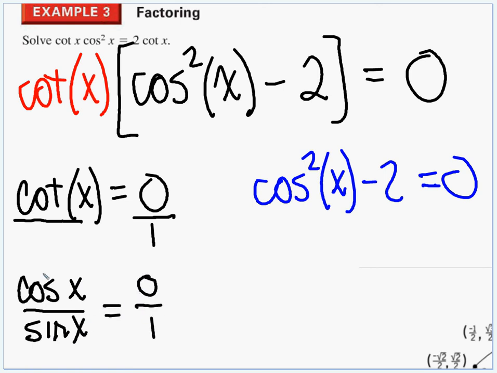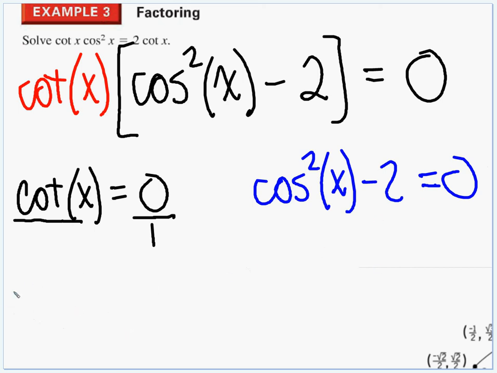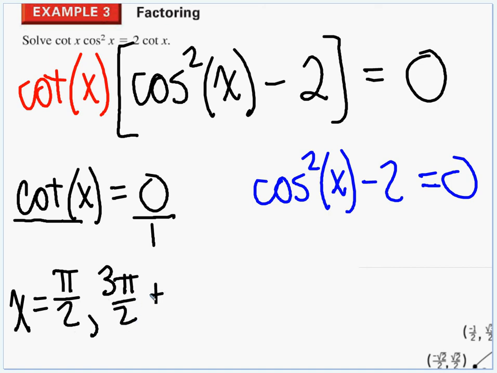When a fraction is equal to 0, the numerator is equal to 0. So we could say, okay, where does cosine alone equal 0? And that's the same answer as where tangent is undefined. That is equal to pi over 2 and 3 pi over 2. And these would each have their own plus 2 pi n.